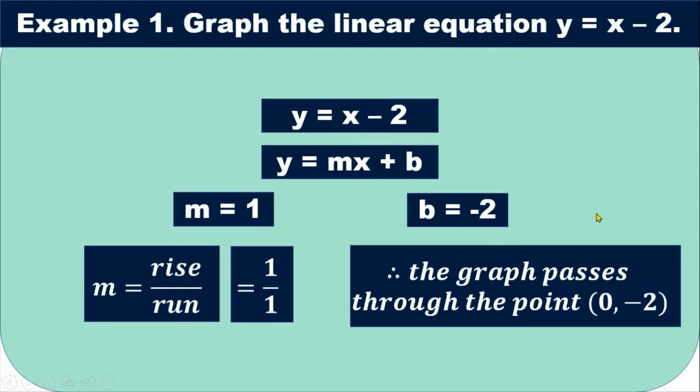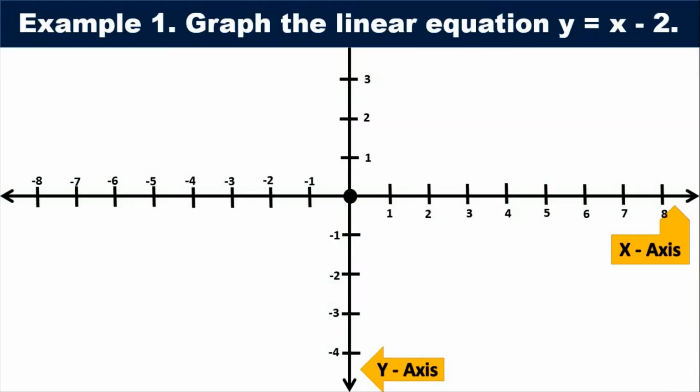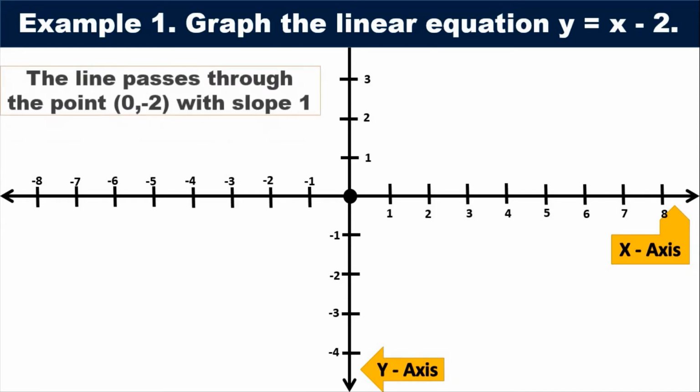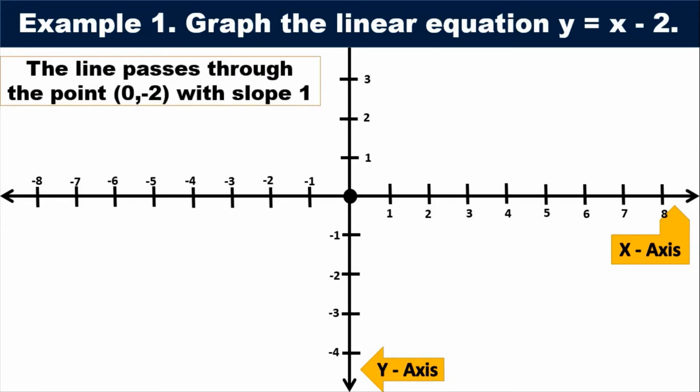Using this information, we can now sketch the graph of our equation. As we have identified earlier, the line passes through the point 0, negative 2 with slope 1. Let's plot 0, negative 2. And it is located on the negative part of the y-axis. Let us use the slope 1 so that we can identify another point. From this point, we can rise 1 unit upward and then 1 unit to the right. We have another point here.